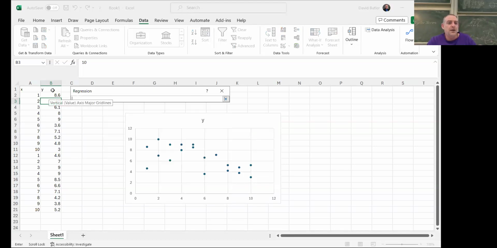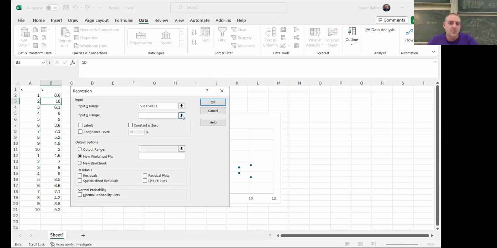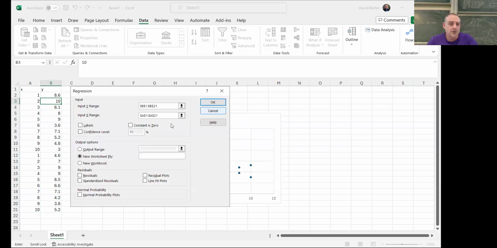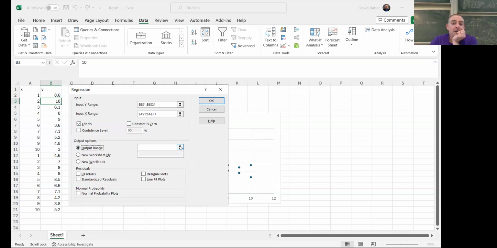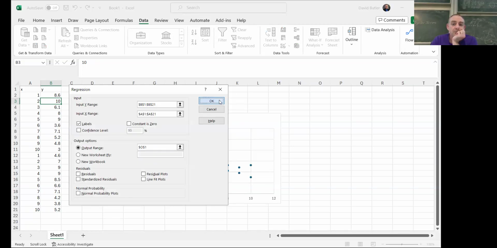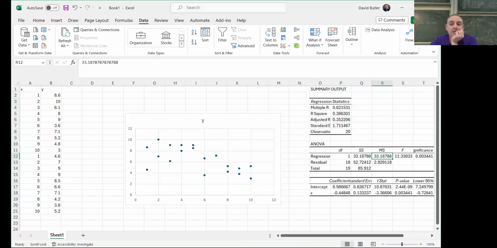And there's my Y's. And there's my X's. And it does have labels. And I'm just going to stick it over here so that I don't have to look at a new page. Ta-da, there it is.